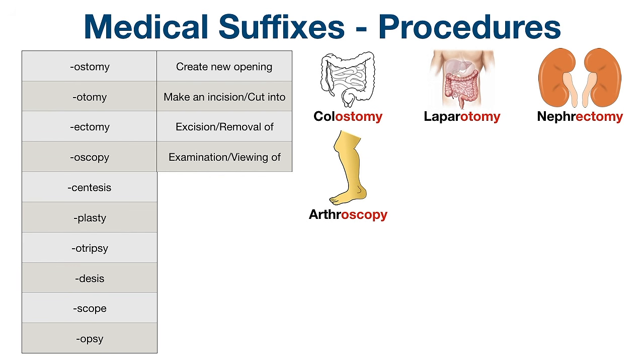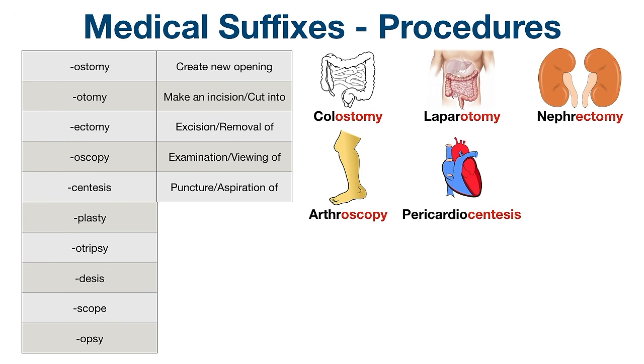The next suffix is centesis, which refers to puncture or aspiration of. Examples include pericardiocentesis, thoracentesis, or arthrocentesis. Again, the root word will help you figure out what part of the body is being aspirated. Pericardio refers to the pericardium of the heart, so pericardiocentesis means the removal of fluid buildup in the pericardium, which is the sac around the heart.